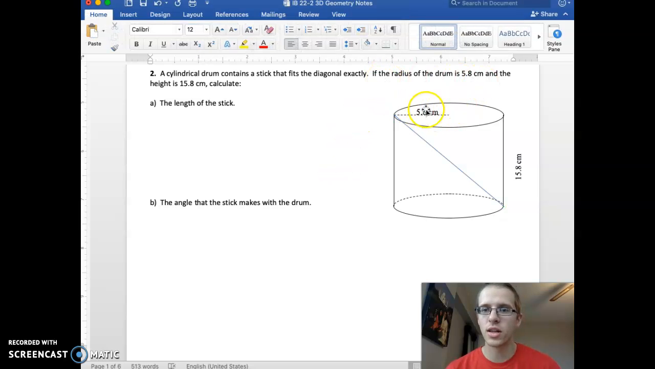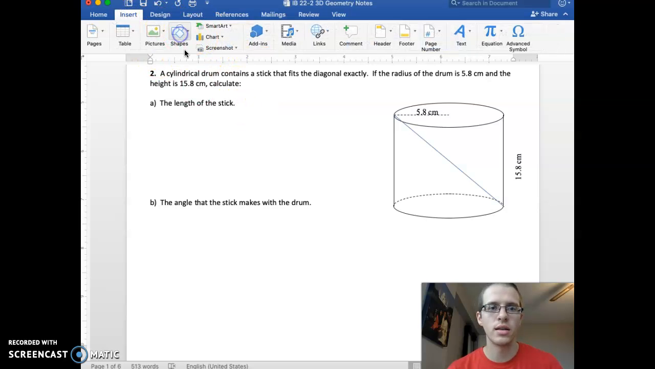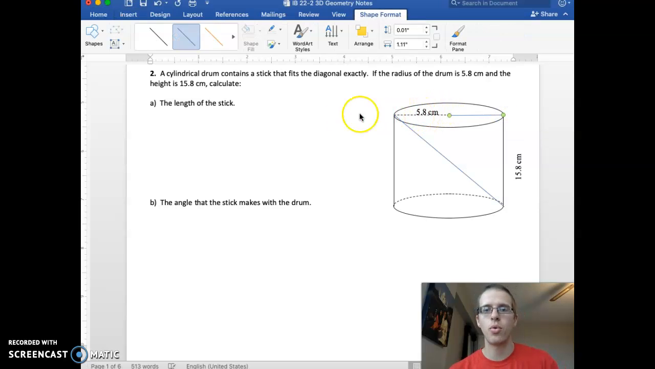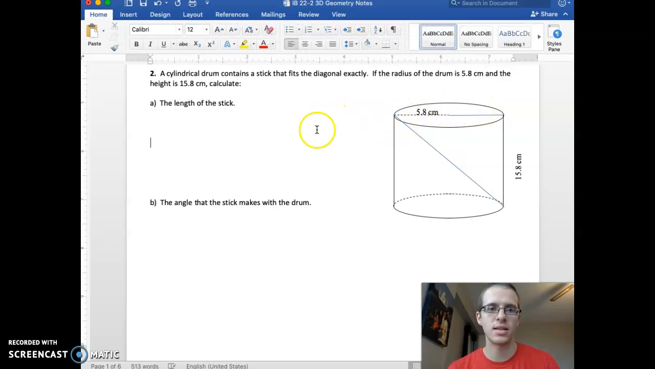The radius is already labeled 5.8 centimeters, the height 15.8 centimeters. We need to calculate the length of that stick. So it's going to be useful to draw in the rest of this triangle. You can see the height and the diagonal make part of a triangle. The rest of the triangle is going to be the diameter. So if we know the radius is 5.8, you double that to get the diameter.